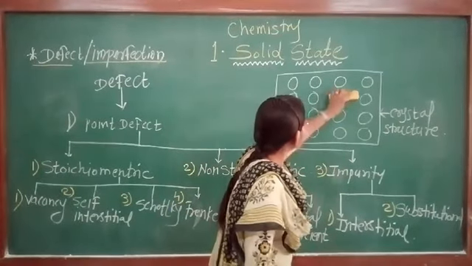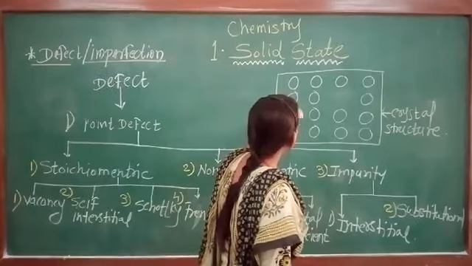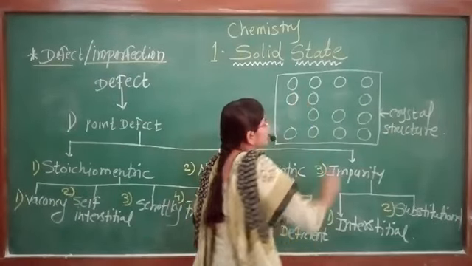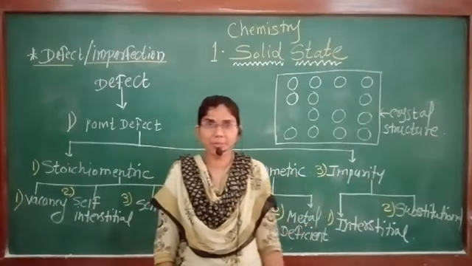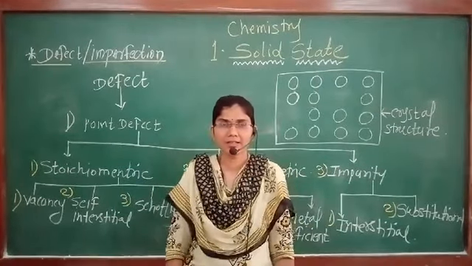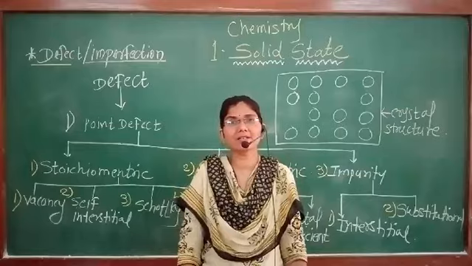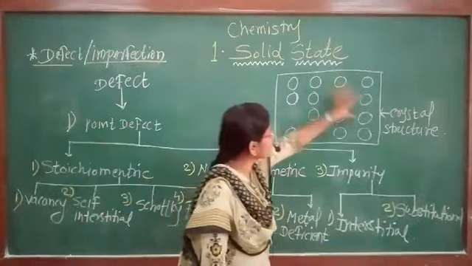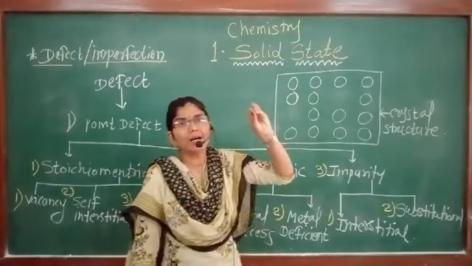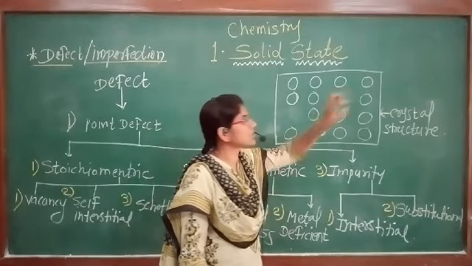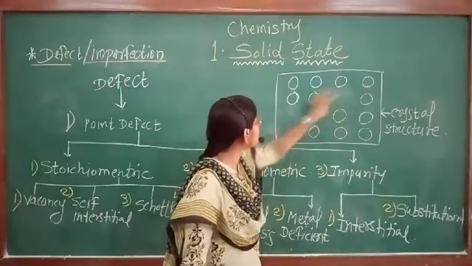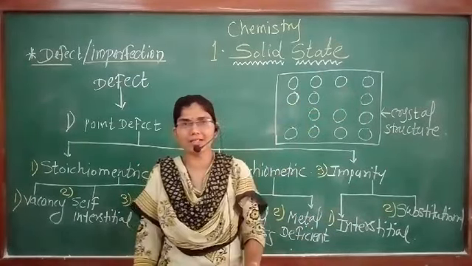That means some constituent particles here are not present in the crystal structure. If the crystallization process occurs faster, then in the whole crystal structure a point defect arises due to the fault in arrangement of the constituent particles only.